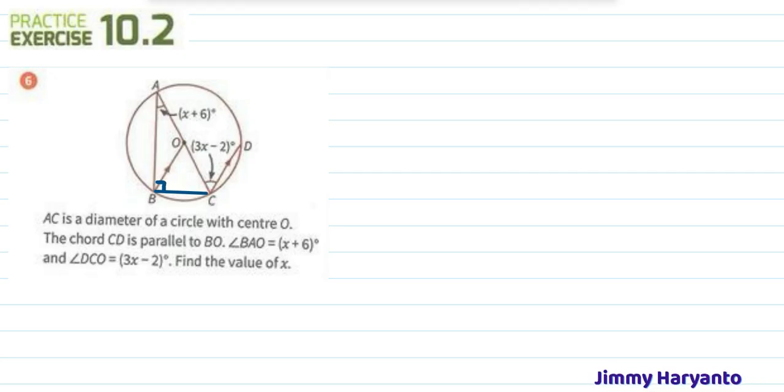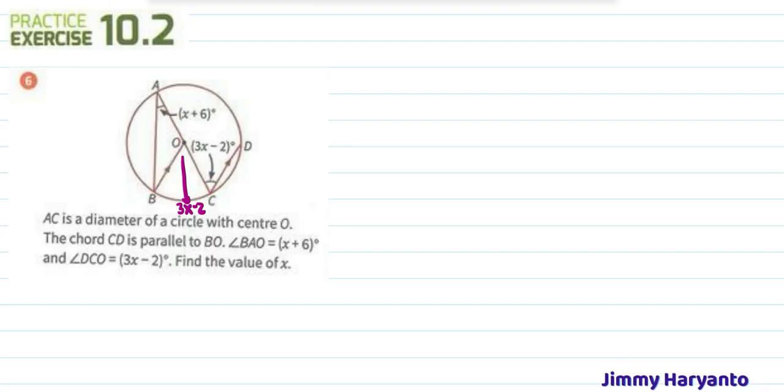Okay, next is, oh, I don't think we need that one. Okay, first we have to take a look at these parallel lines. The parallel lines form a Z. That means if this one is 3x minus 2, that means this one also 3x minus 2. Okay, so we already have this one, 3x minus 2.